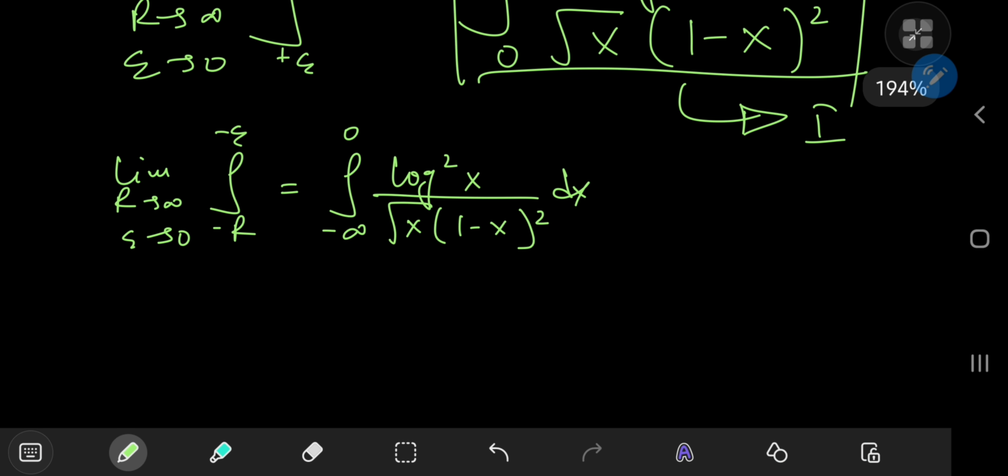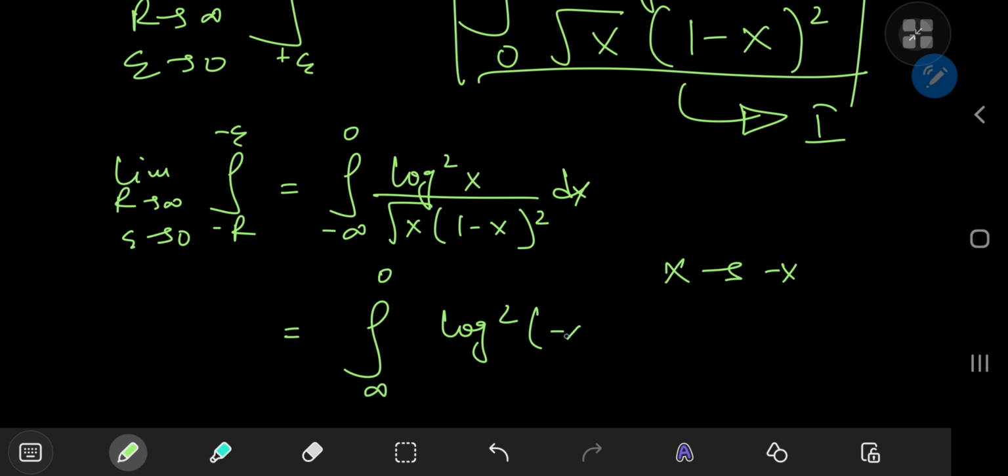Okay, so I'd like to now perform a transformation from the x realm to the negative x realm. In that case, I have the integral from infinity to 0 of the squared logarithm of negative x divided by square root x becomes i times square root x, correct?